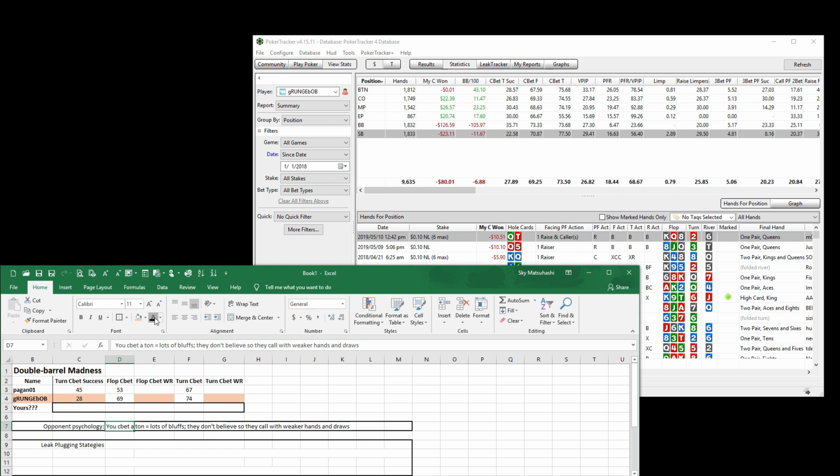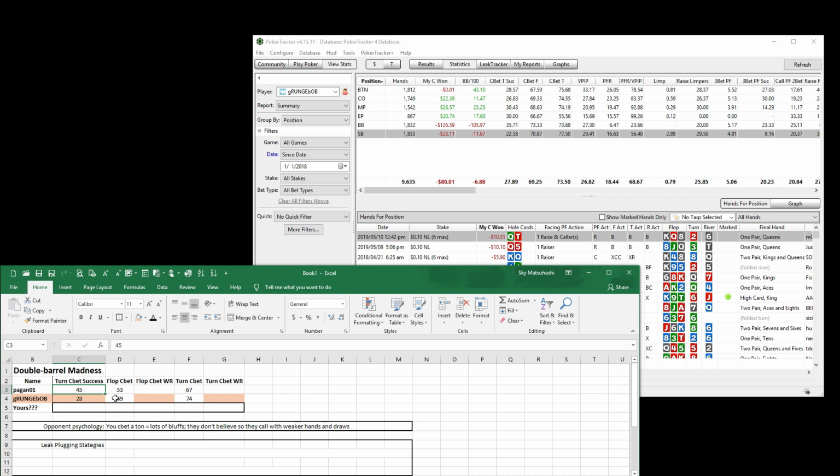When your opponents see that you C-bet a ton, that means you have a lot of bluffs, right? They don't believe you, so they call with weaker hands and with weaker draws. They aren't folding to all of your bluffs, even though you want them to fold right now. So those are the first indicators that there is a problem.